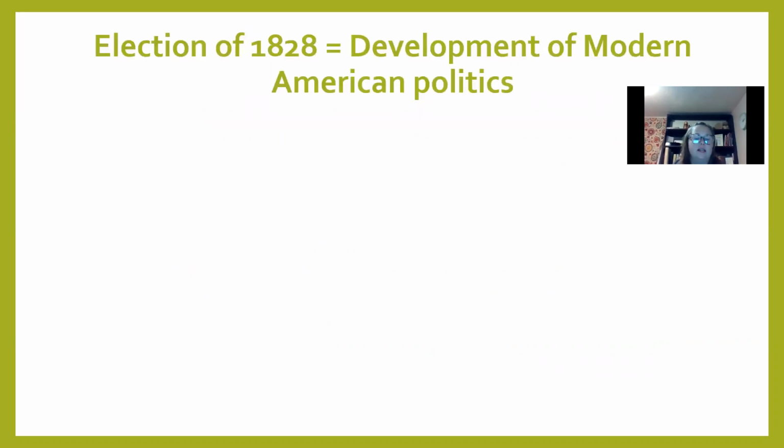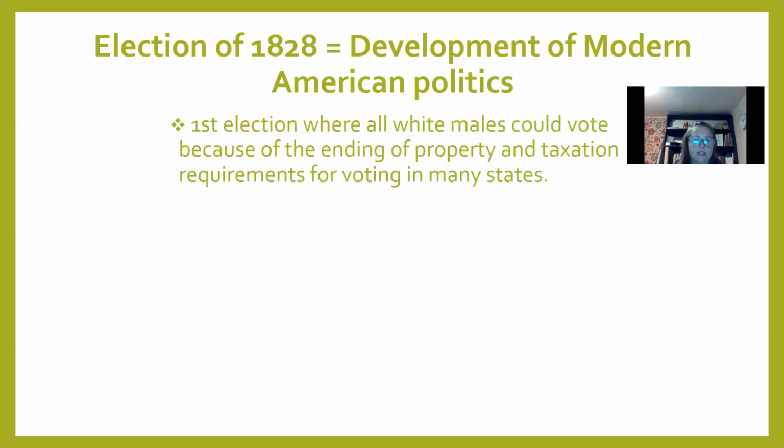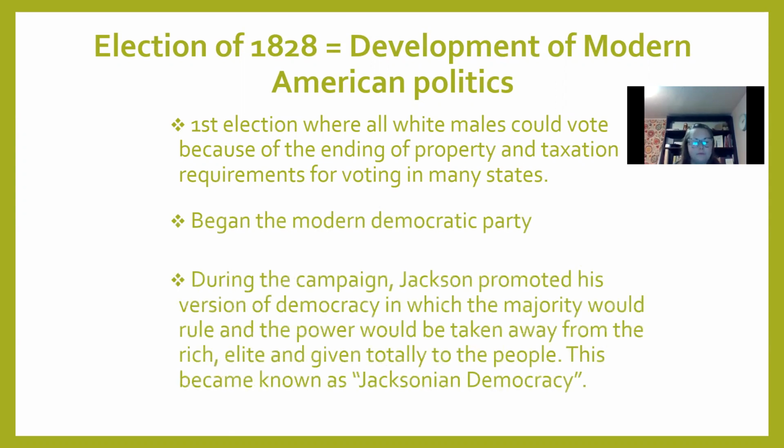So let's see. Election of 1828 equals the development of modern American politics. It was the first election where all white males could vote because of the ending of property and taxation requirements for voting in many states. It began the modern Democratic Party.